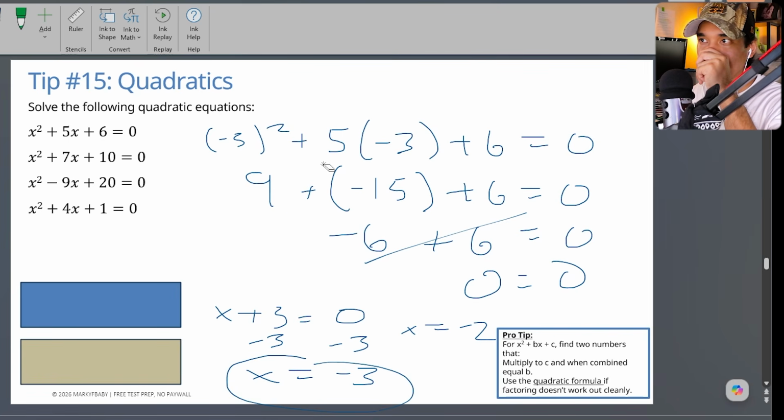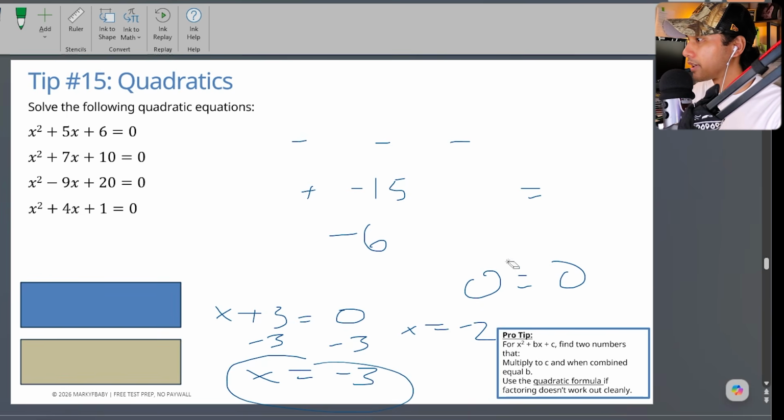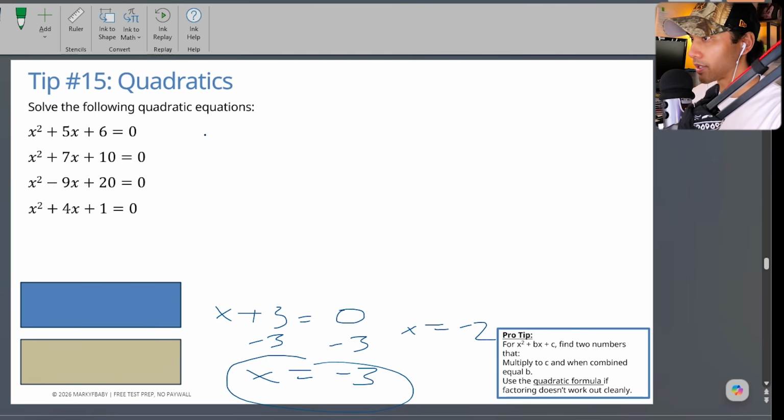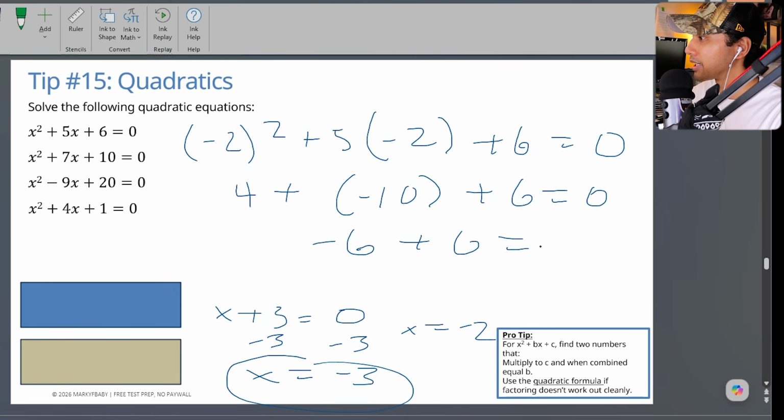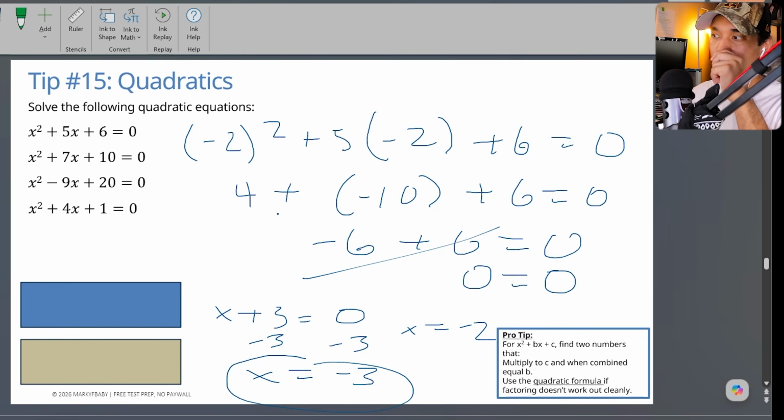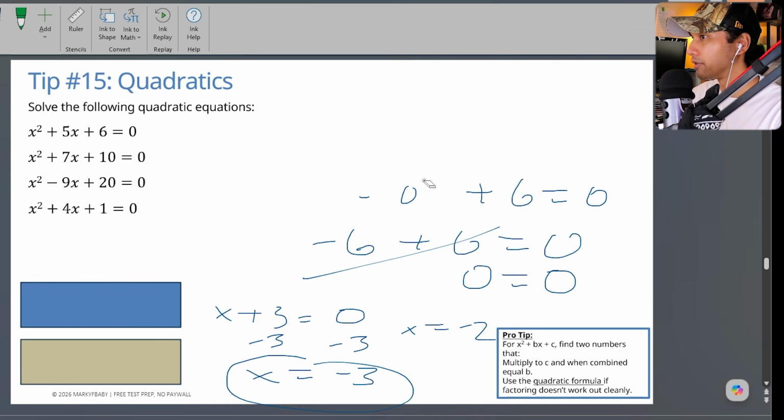So let's go ahead and test it with negative 2 this time, okay? Because this quadratic has two solutions. So we go negative 2 squared plus 5 times negative 2 plus 6 equals 0. We get 4 plus negative 10 plus 6 equals 0. 4 plus negative 10 is negative 6, plus 6 equals 0. Cross those out, 0 equals 0. So yes, there you go. And there you have it, okay? That's how you solve the quadratic.